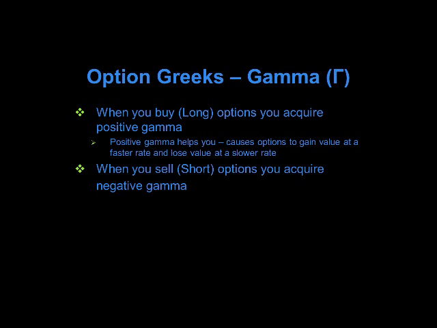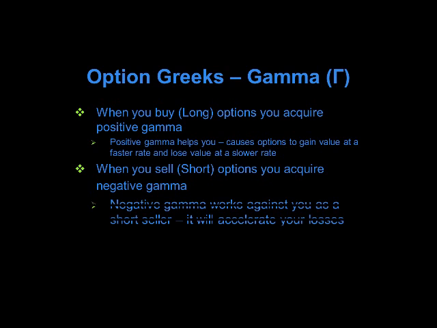Now, when you sell options, you short options, you acquire negative gamma. Sends the chill down the backs of many people. With negative gamma, it works against you as a short seller. It accelerates your losses.